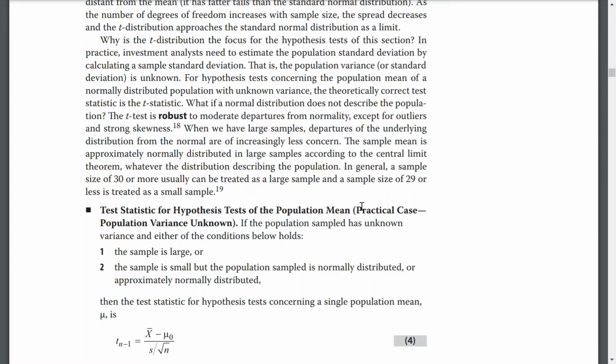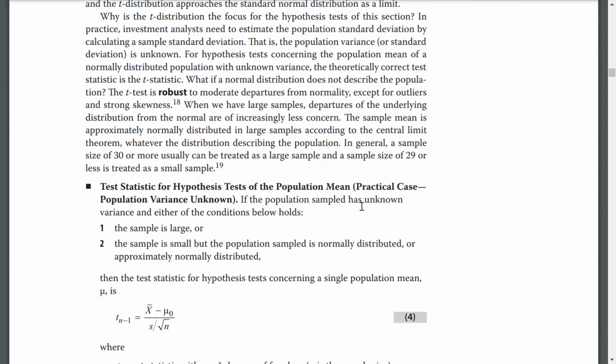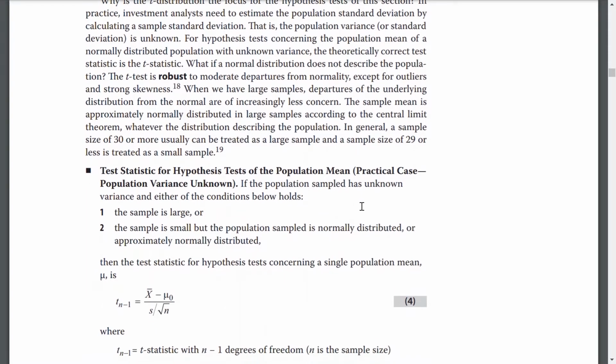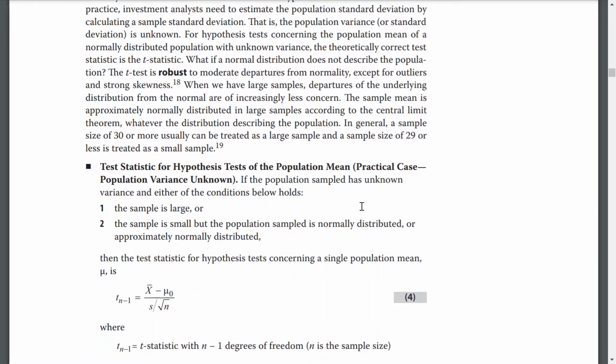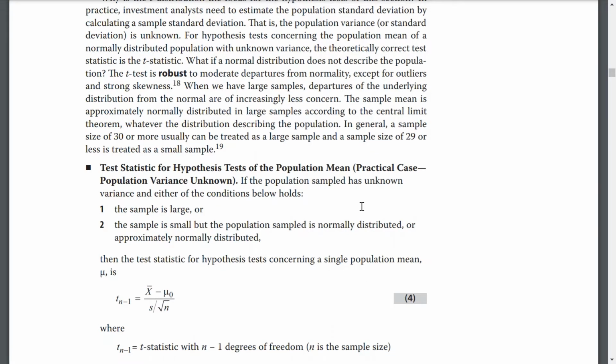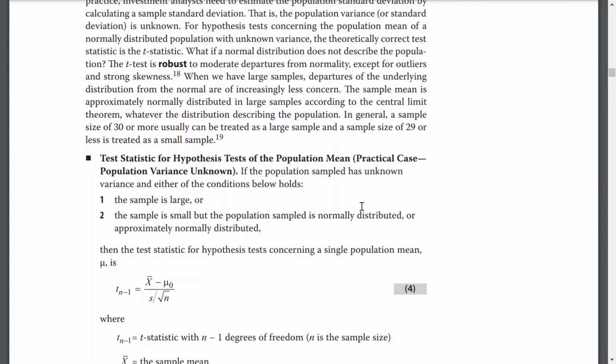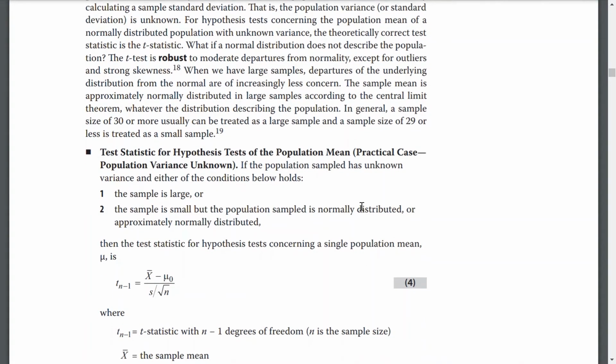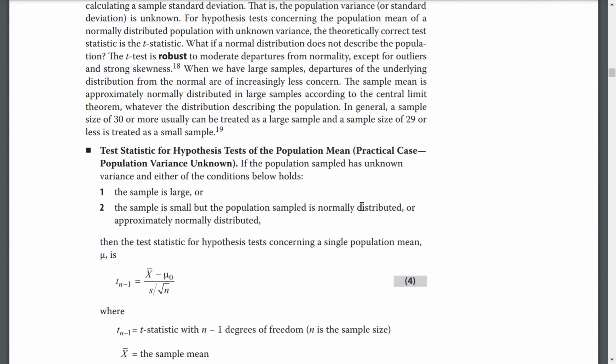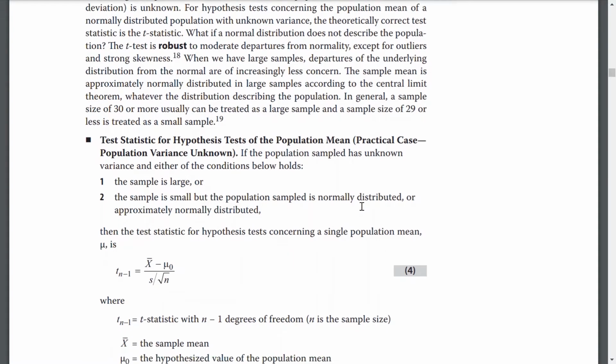When we have large samples, departures of the underlying distribution from the normal are of increasingly less concern. The sample mean is approximately normally distributed in large samples according to the central limit theorem, whatever the distribution describing the population. In general, a sample size of 30 or more usually can be treated as a large sample, and a sample size of 29 or less is treated as a small sample.